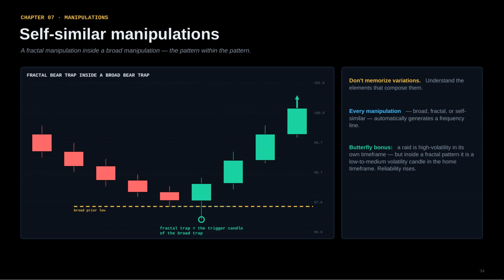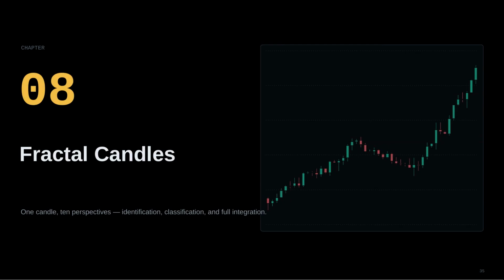First, every manipulation, broad, fractal, or self-similar, automatically generates a frequency line. Second, the butterfly bonus. A raid is a high volatility event on its own time frame, but when it lives inside a fractal pattern, it's a low to medium volatility candle in your home time frame. Exactly the volatility profile that makes signals reliable. Chapter 8. The fractal candle, the most information-dense single candle signal in this method. We'll identify it, classify it, grade it, and finally integrate it with everything you've learned so far.